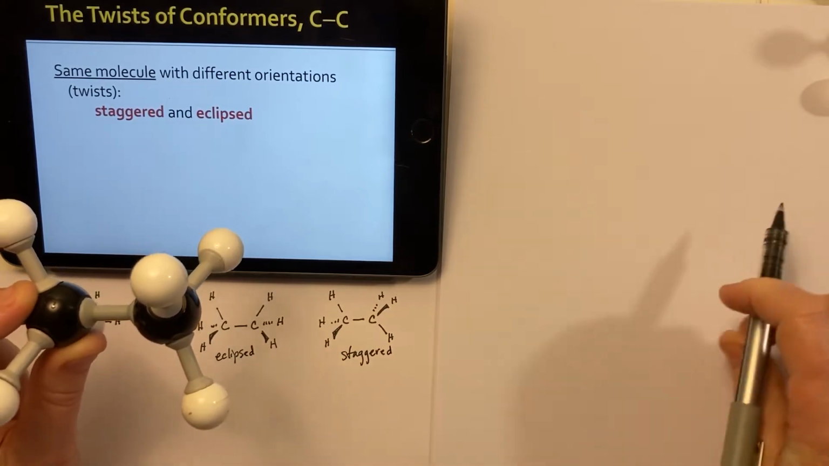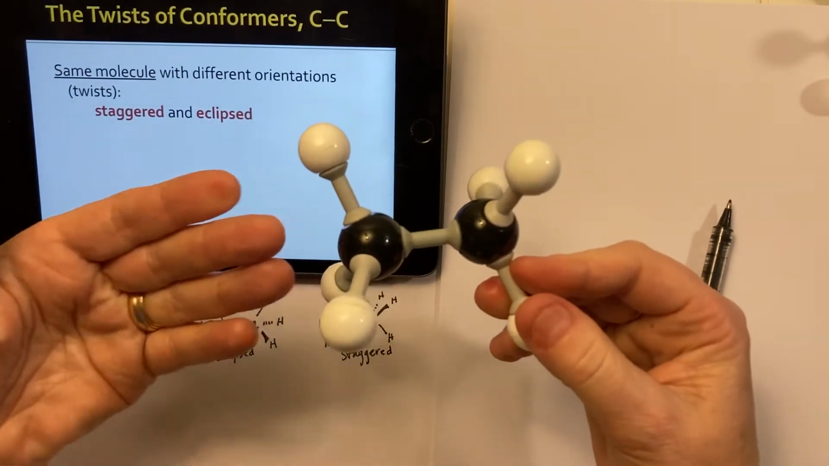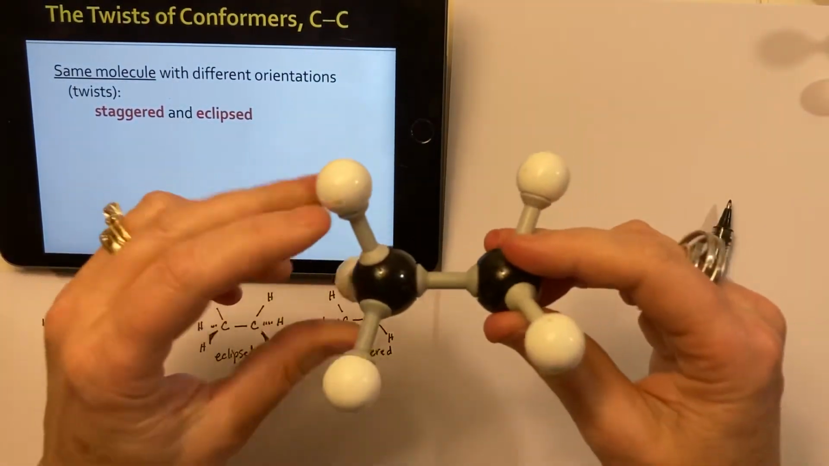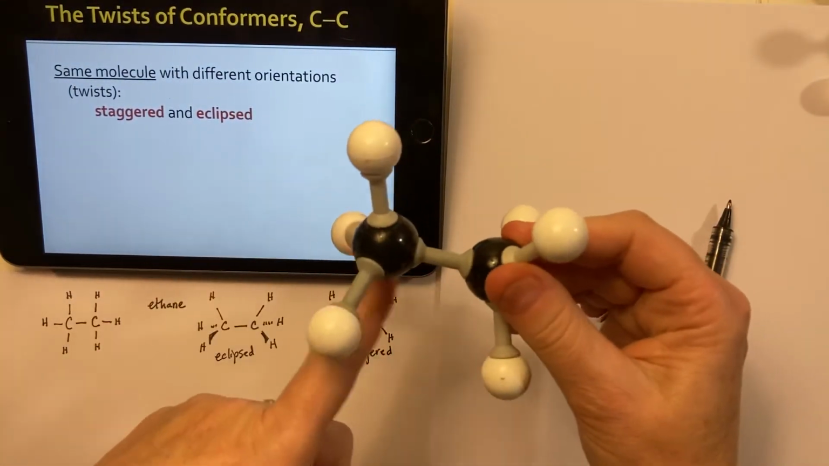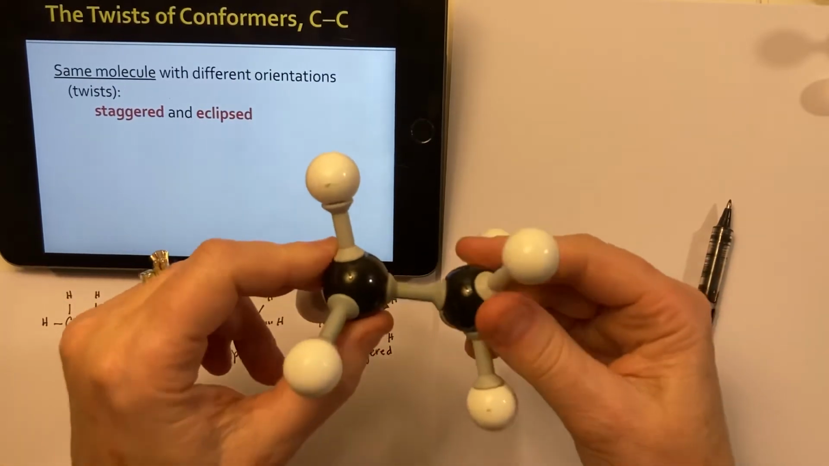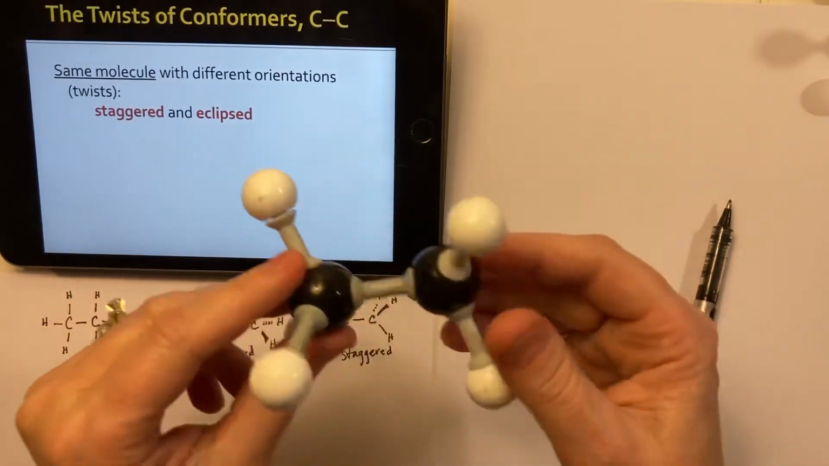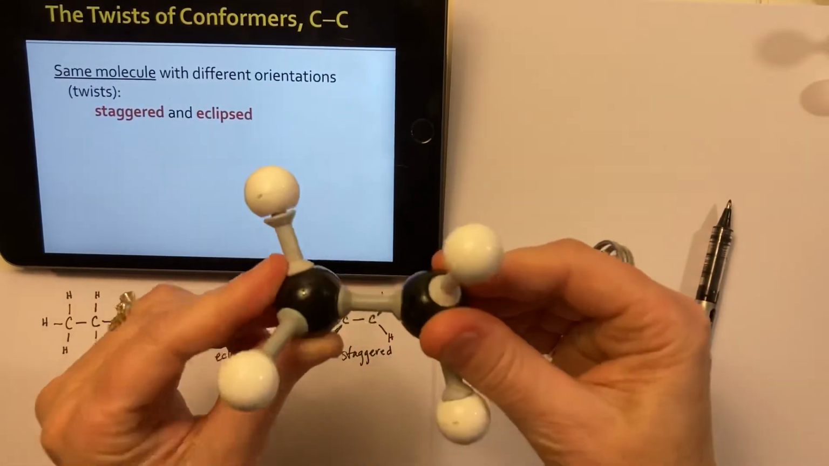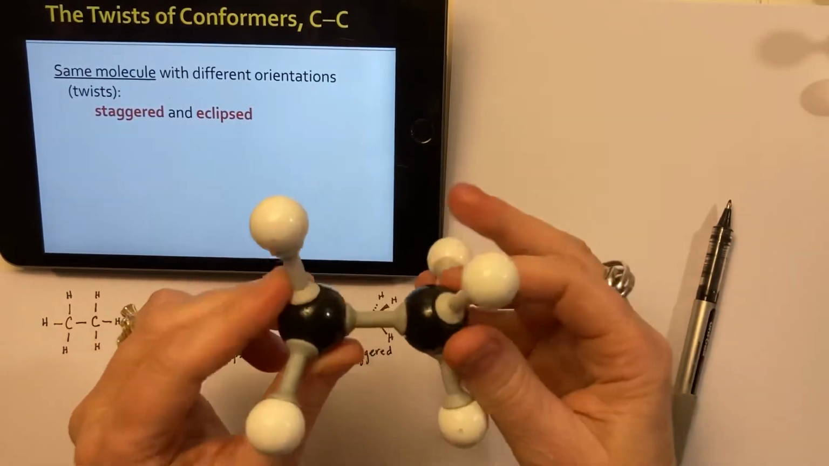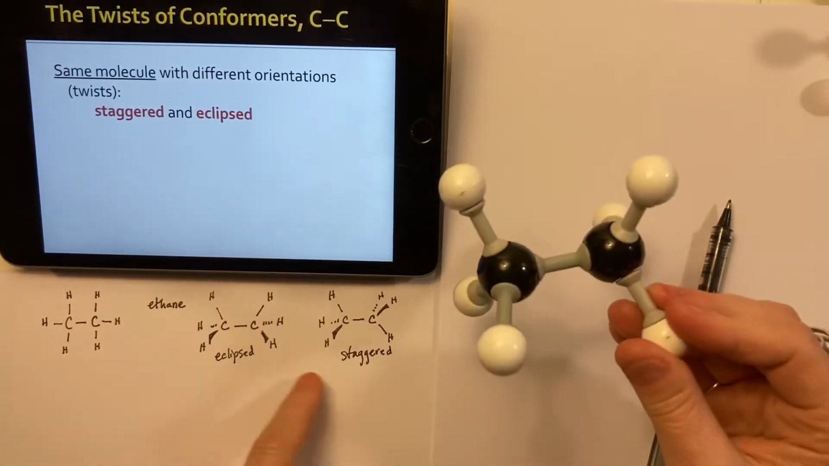And notice we're not making any new molecule. I have no isomer here. I'm just thinking about the flexibility around this carbon-carbon single bond. I'm just twisting. So I still am talking about ethane, but I'm aligning the hydrogens up in a different way. And this is a lot to draw.